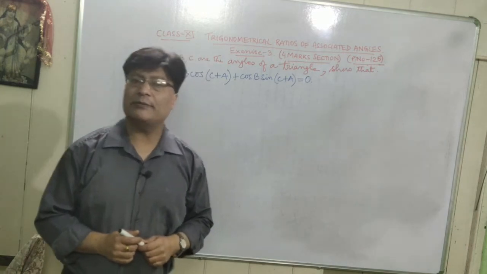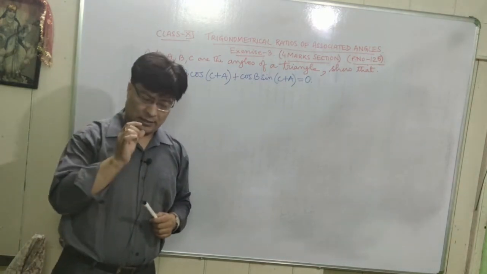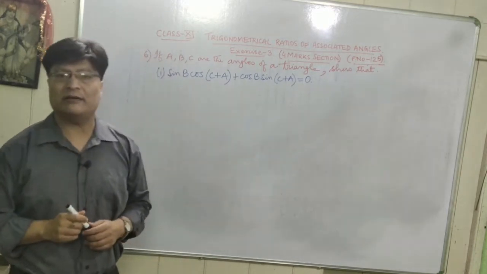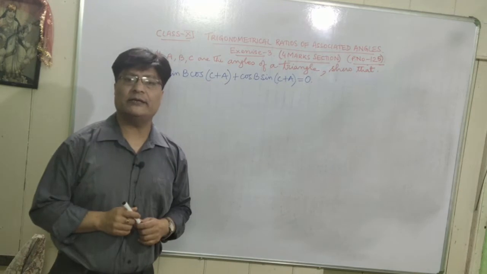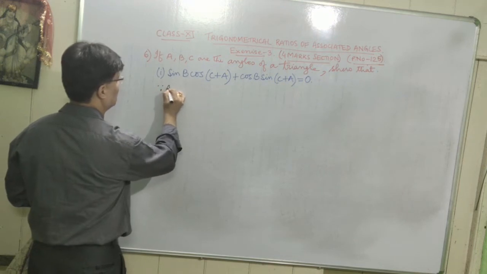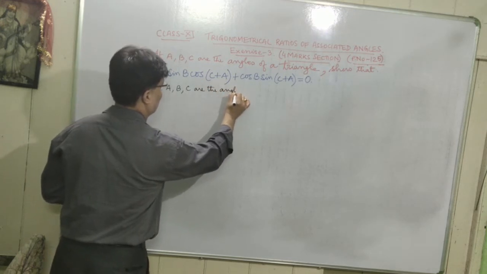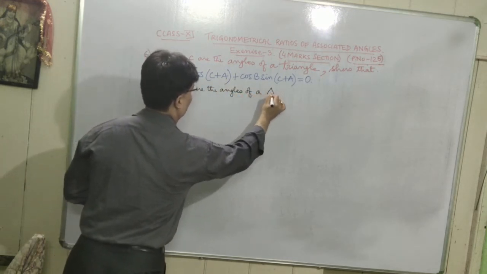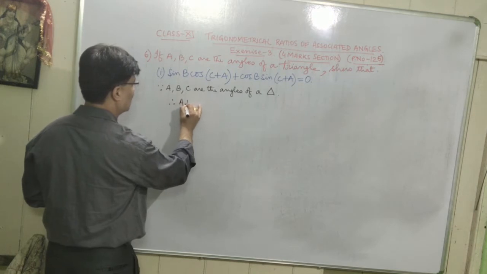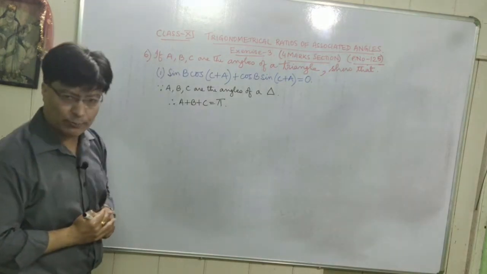So in the question it is given that A, B, C are the three angles of a triangle, and you know that the sum of the three angles of a triangle is 180 degree, or in terms of radian it is pi. Okay, so let us write here first of all what is given here. Since A, B and C are the angles of a triangle, sum of the three angles is equal to 180 degree, or in terms of radian, A plus B plus C is equal to pi.